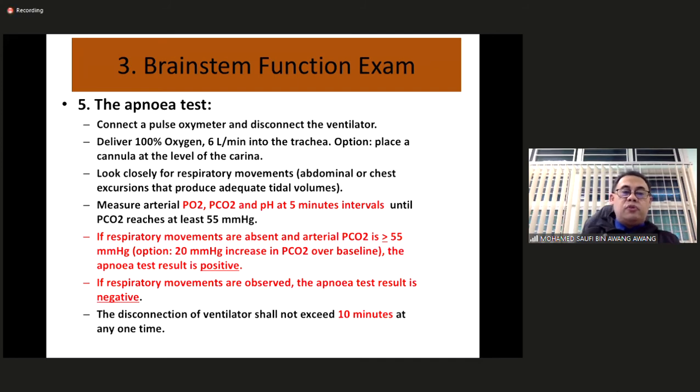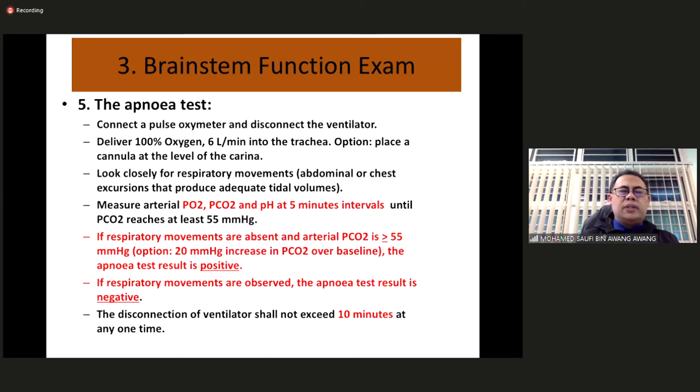But before you disconnect the ventilator from the patient, you need to give the patient 100% oxygen. So you do a washout period of about 10 minutes. Then you take an ABG, right? Because you need to have a baseline before you disconnect the patient. Once you have delivered 100% oxygen and done the washout, then you remove the ventilator.